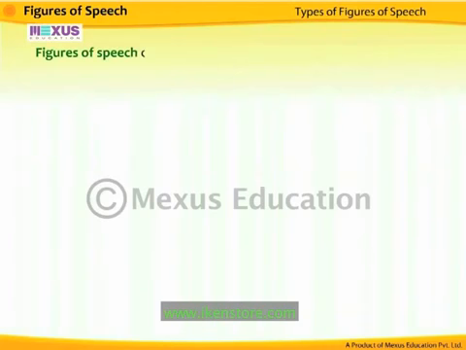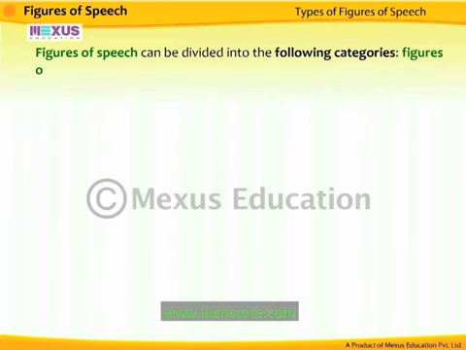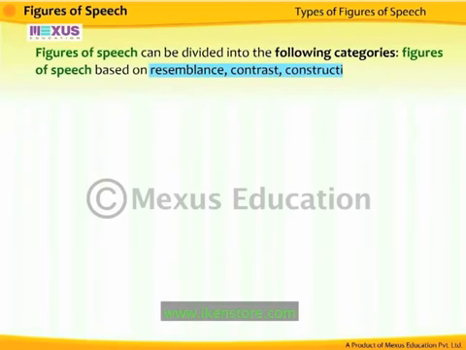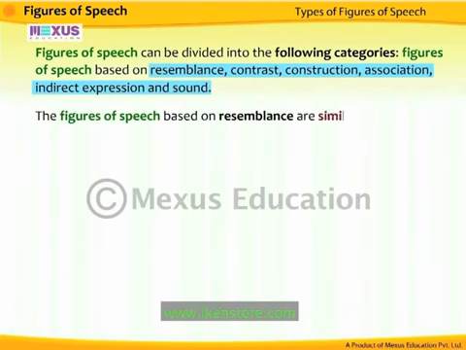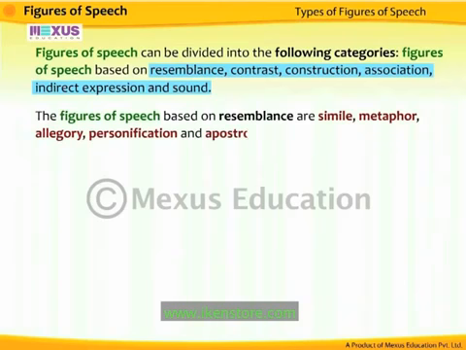Figures of speech can be divided into the following categories. Figures of speech based on resemblance, contrast, construction, association, indirect expression, and sound. The figures of speech based on resemblance are simile, metaphor, allegory, personification, and apostrophe. Let us take a look at similes.